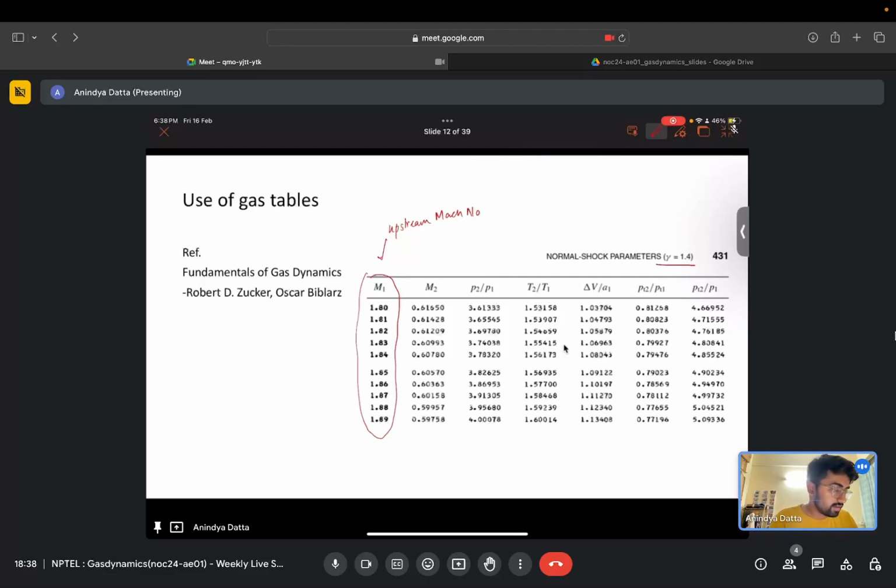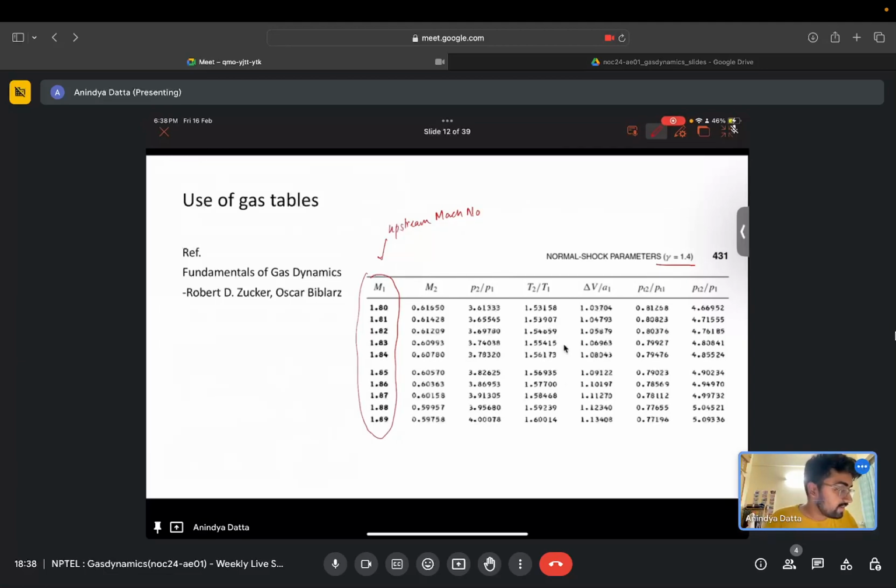So based on that we are given the downstream Mach number M2. We have given the static pressure ratio across the shock, the ratio of static temperature, and then the ratio of total temperatures, which is equal to 1, because total temperature stays constant.